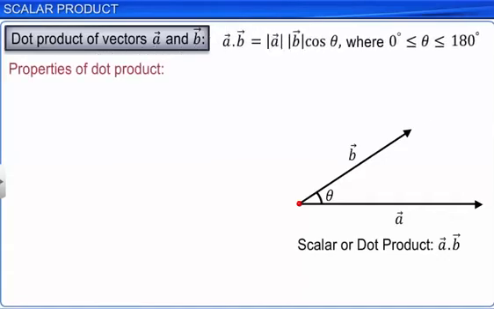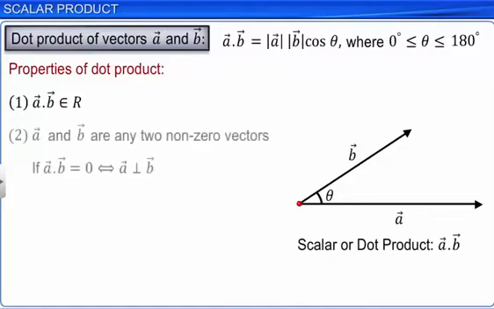We know that the magnitude of any vector is a real number and that the cosine of angle theta is also a real number. Therefore, the product of the magnitudes of vector A and vector B and the cosine of the angle between them is a real number. Hence, we can say that the dot product of any two vectors is a real number.